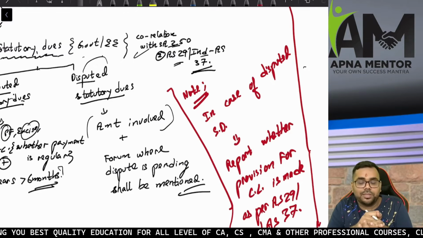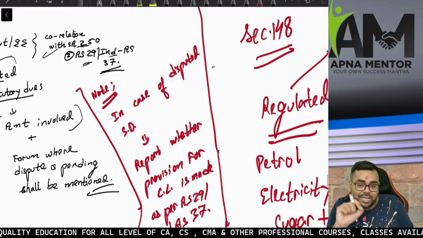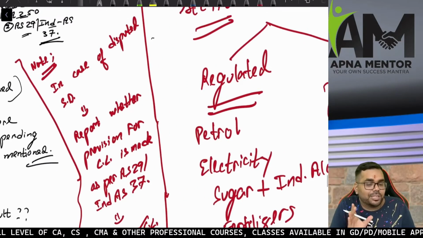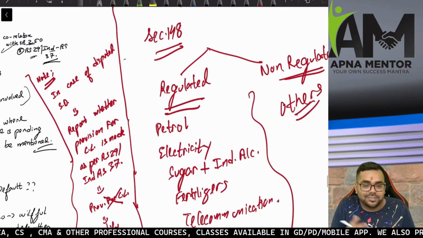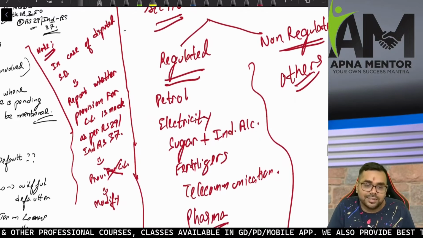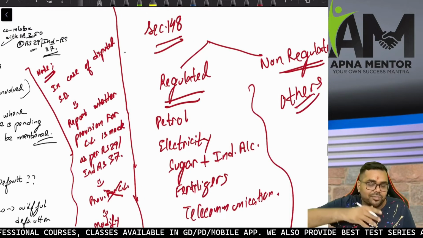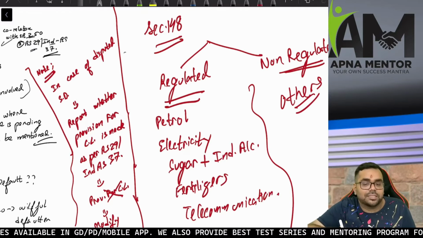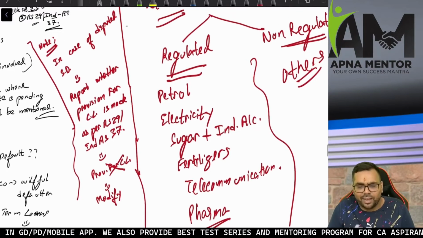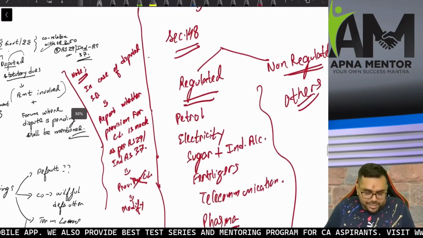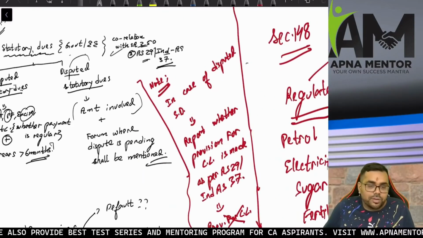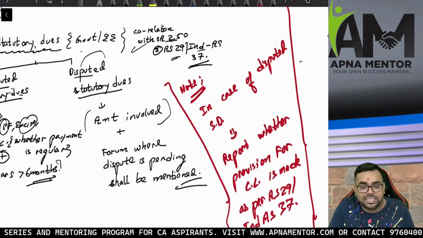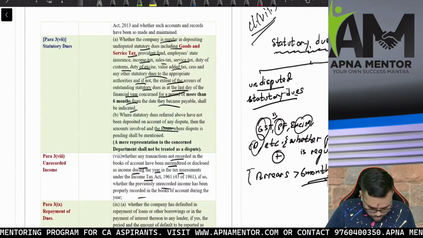Now do remember one more thing. If there is a dispute, it means the company may have to pay that additional amount in the future. So logically the company should make a provision for contingent liability, and that is the requirement given in AS 29 and AS 37. So the correlation is there with AS 29 and AS 37 as well. I need to report whether the provision for contingent liability is made as per AS 29 and AS 37. If that is not made, I need to modify. At the same time, this particular clause also has a correlation with SA 250, Consideration of Laws and Regulations in an Audit of Financial Statements.